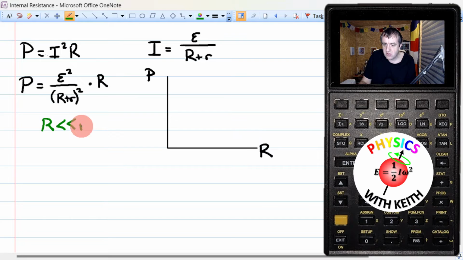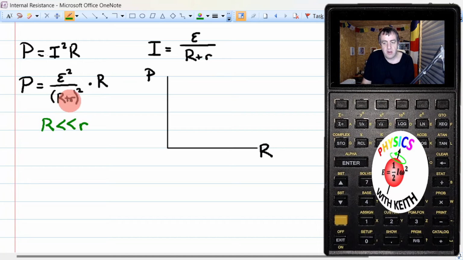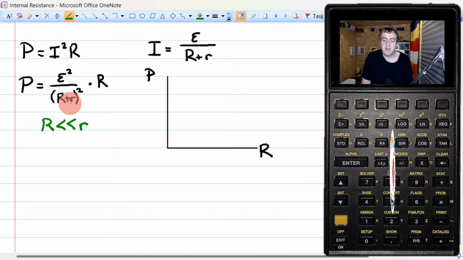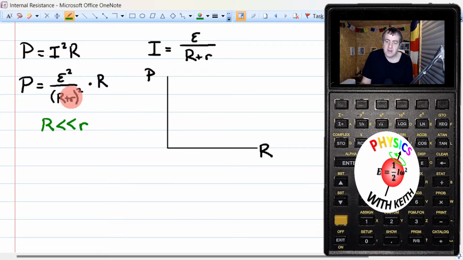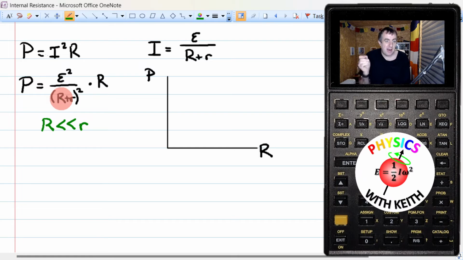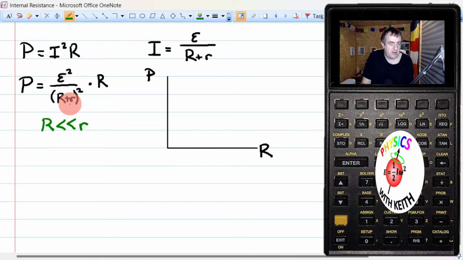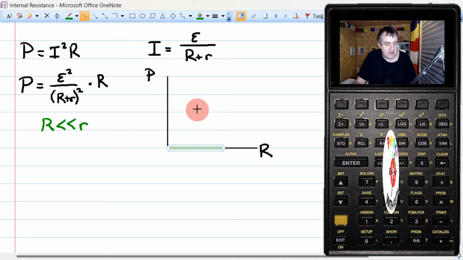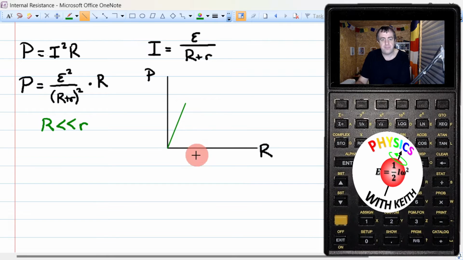Well, in this situation, where the load resistance is significantly smaller than the internal resistor, if you look at this term, R plus r, the denominator here, just looks like a constant. R is very small. You add a small number to a much bigger number, it doesn't really affect that number very much. So little r, which is constant, isn't really that much affected by increasing big R when big R is less than little r. So this whole term looks constant, which means that P looks proportional to R. And we can draw that perhaps as a straight line like this.